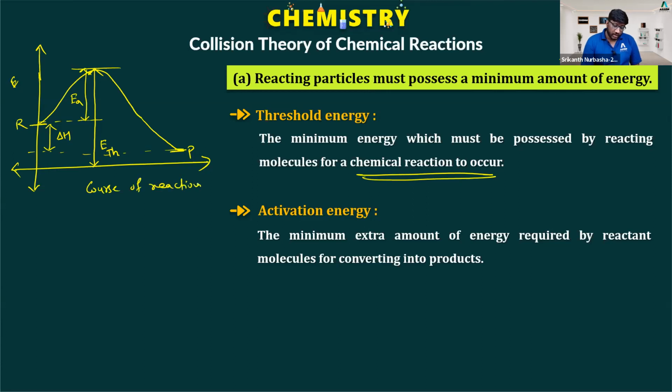Everyone got this or not? This is nothing but activation energy of the forward reaction or backward reaction. For the backward reaction, from the product to the activated stage, this is nothing but activation energy of backward. This is activation energy of forward, A of F. Activation energy of forward, activation energy of backward, threshold energy, delta H, with energy taken on the y-axis. These are all the conditions, right?